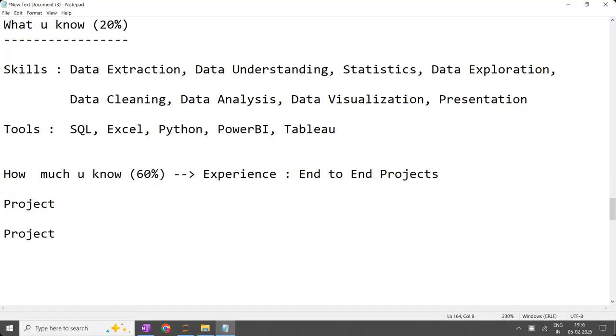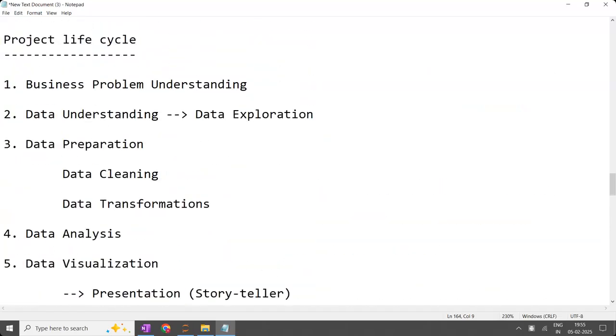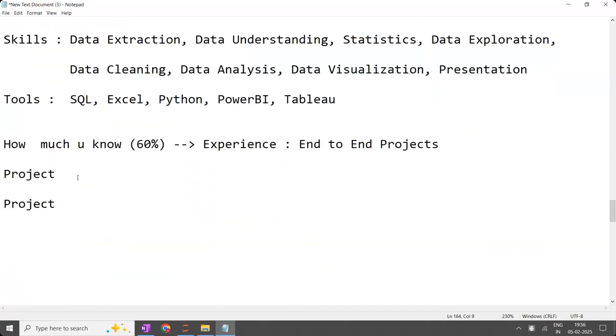3 end-to-end projects. End-to-end project means, I've told you, right? This is the complete project life cycle from starting to ending. In a project, have you implemented every step or not? If you have implemented every step, it is called an end-to-end project. If you have implemented only one step, it is a normal, general project, not end-to-end. So you are going to write 3 end-to-end projects in the resume.